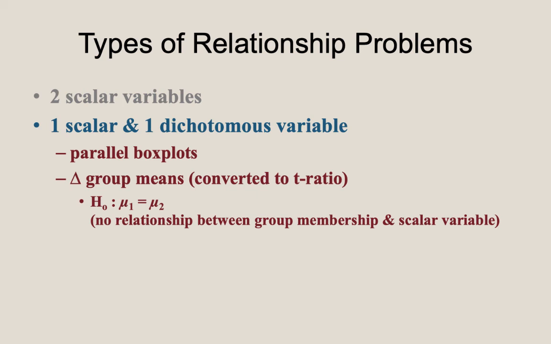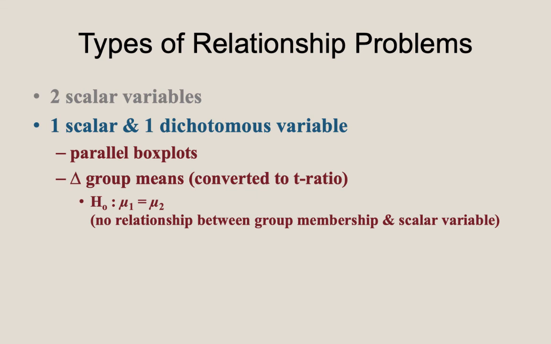In this case, the null hypothesis was that the average for group 1 was the same as the average for group 2. But again, what does this actually mean? Well, if the averages of the two groups are the same, then any knowledge I might have as to whether you are in group 1 or group 2 gives me no useful information in predicting what your average or score might be. So again, this null hypothesis can be restated as there is no relationship between group membership and the scalar variable.